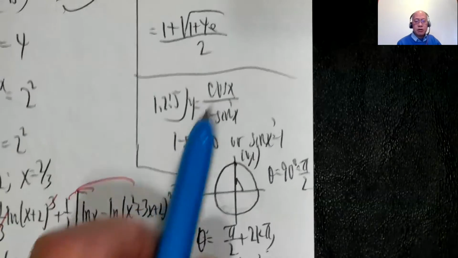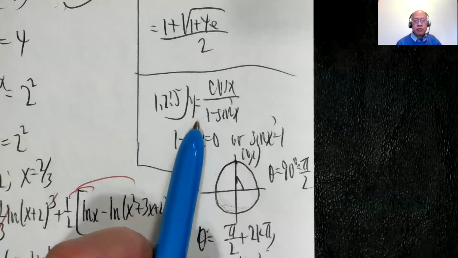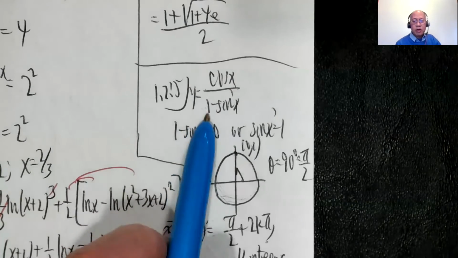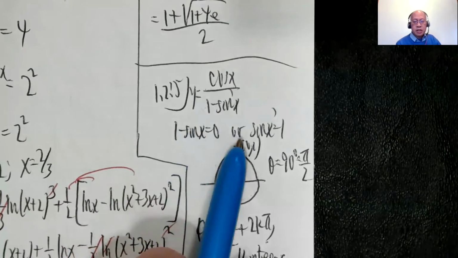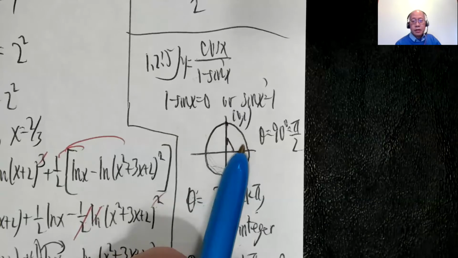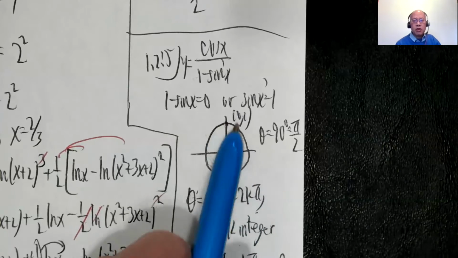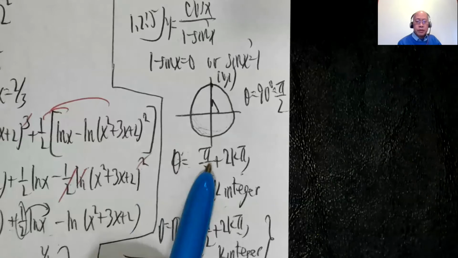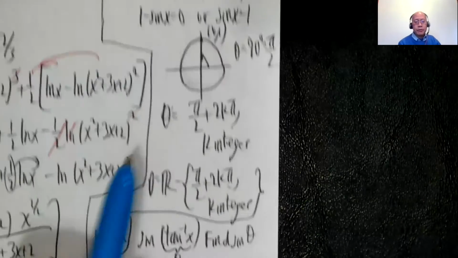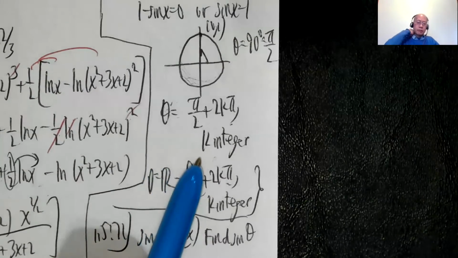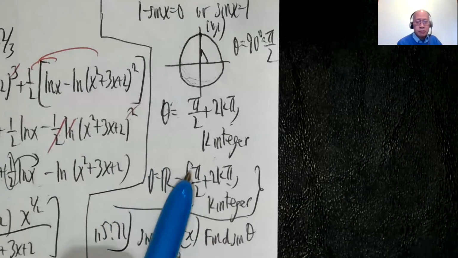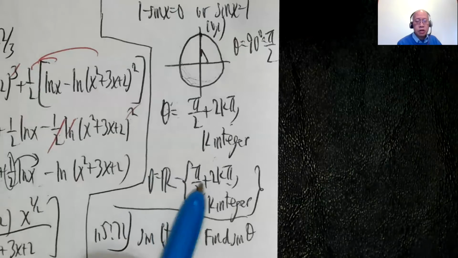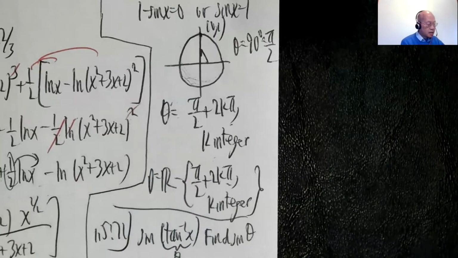1.2, number 5, asks for the domain of cosine x over 1 minus sine x. I solve 1 minus sine x is 0. That means sine of x is 1. Theta is 90 degrees or pi over 2 or a multiple of 2 pi beyond that. So theta is pi over 2 plus 2k pi, where k is an integer. And that's what I get thrown out of my domain. So the domain is all real numbers minus a set consisting of pi over 2 plus 2k pi, k is an integer. Okay, 1.571 we've already tackled.